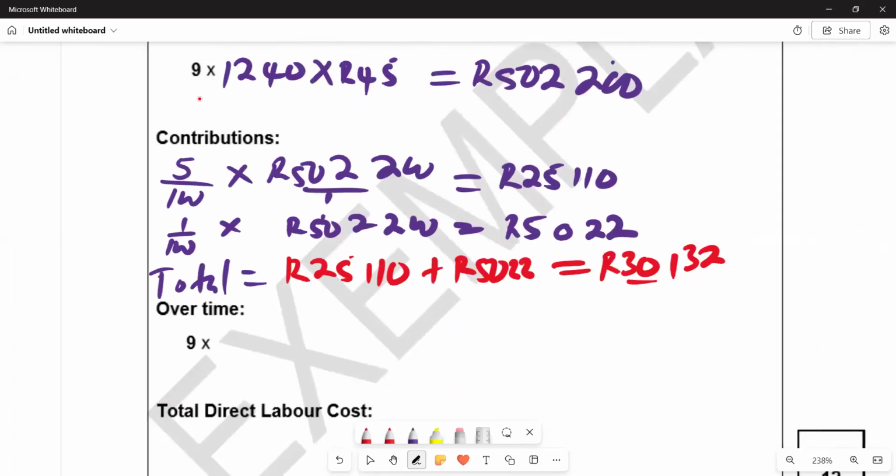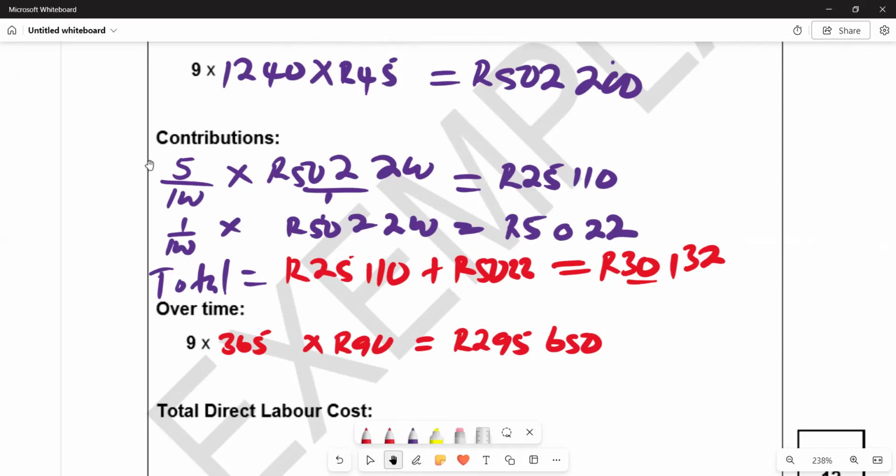So basically, we are saying 9 times 365, and then we multiply by the rate, which is 90 rand. Then the answer that we are supposed to get here is 295,650. So this is the answer that we are getting here.